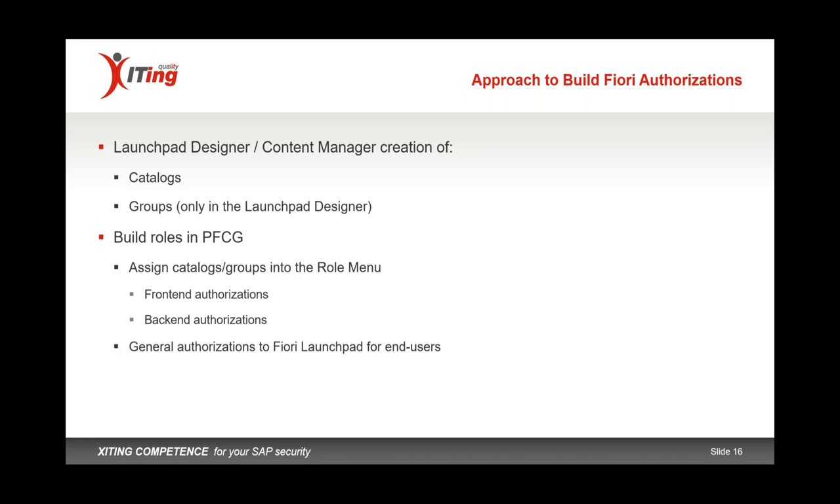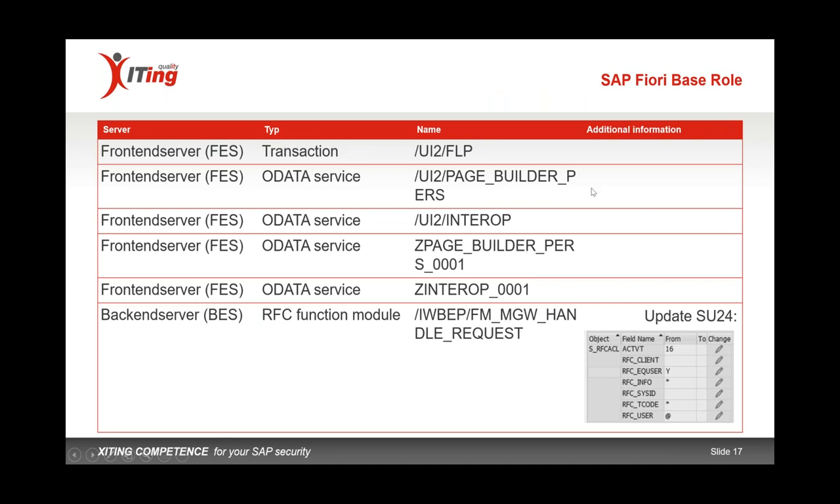Here, just for your reference, I don't want to go through them. This is really just that base role, the basic authorizations that are needed on the front-end server and on the back-end server if you split them. Basically, those OData services and transactions are required. So if someone wants to start a Fiori Launchpad, that's a transaction code they can run in the SAP GUI so that the Launchpad will start. And that's just basic authorizations that we have to give.